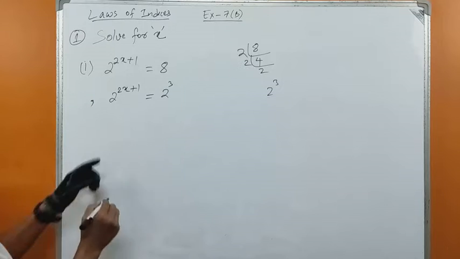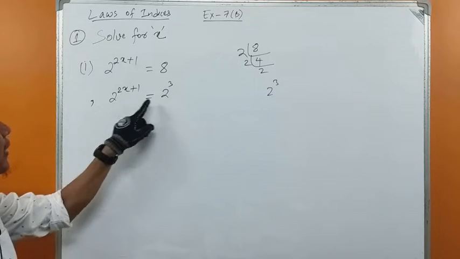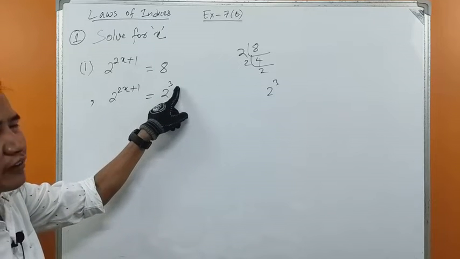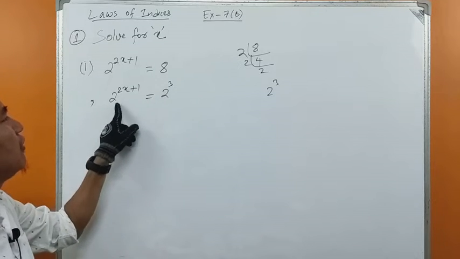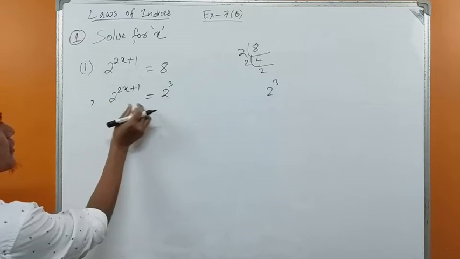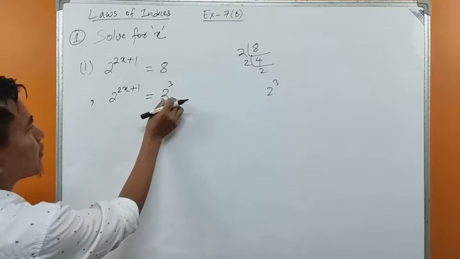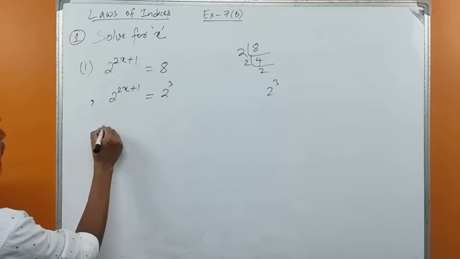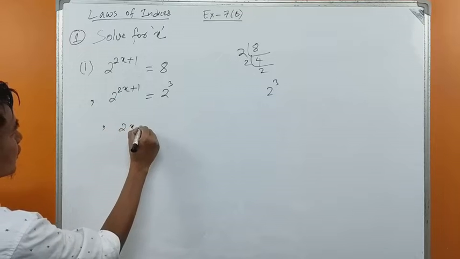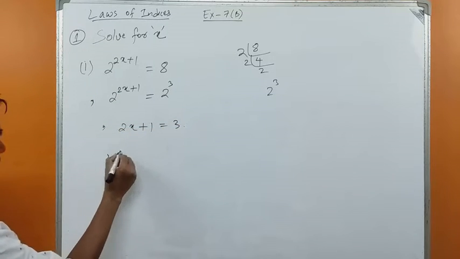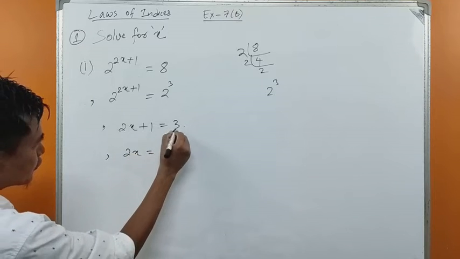So you can see the bases are same, 2 and 2. If the bases are same, then their powers will be equal. Here the base is 2 in the left hand side, and also in the right hand side the base is 2, so their powers should be equal. Therefore, we can write 2x plus 1 equals 3.